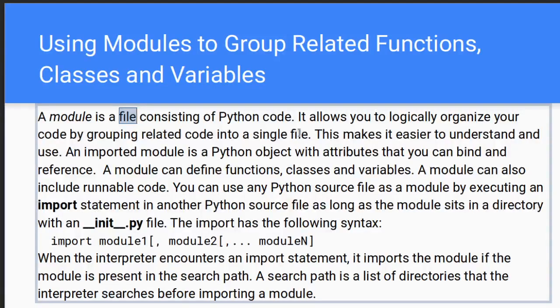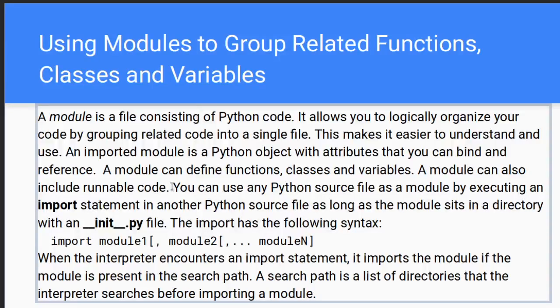So a function contains code, a class contains functions, which are called methods, and a module contains classes. So this makes it easier to understand and use. An imported module is a Python object which has attributes you can bind and reference. A module can define functions, classes, and variables. A module can also include runnable code. So be careful with that.